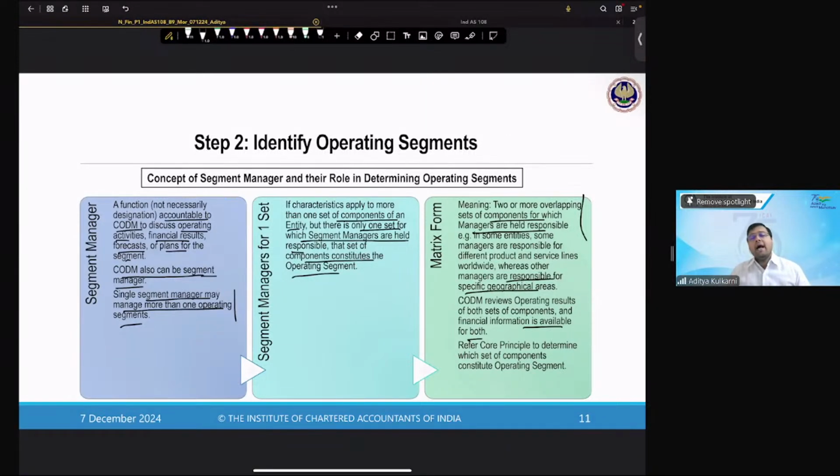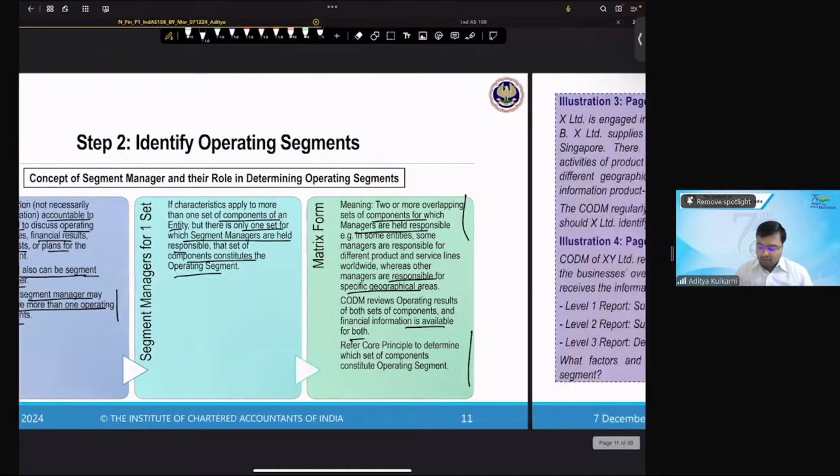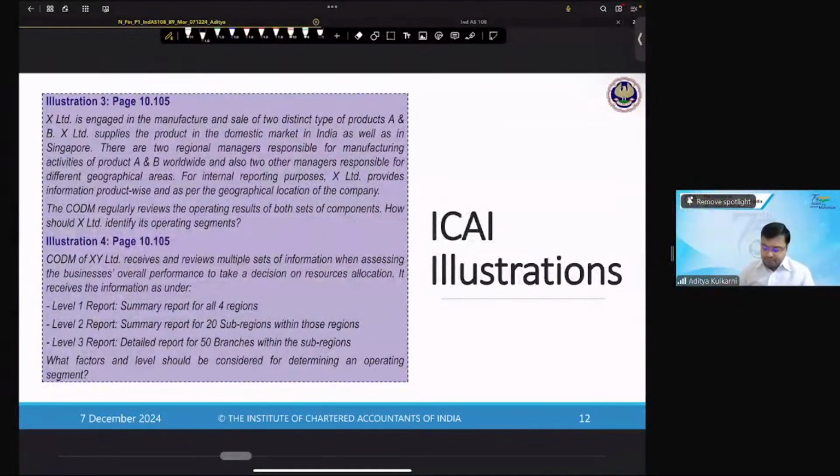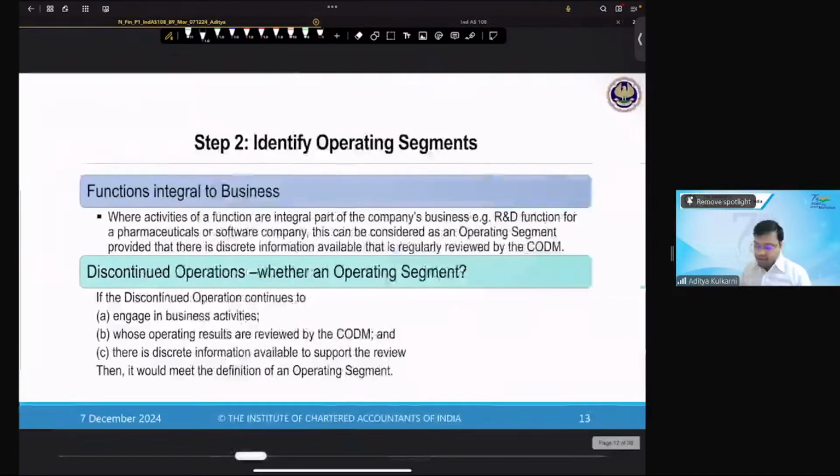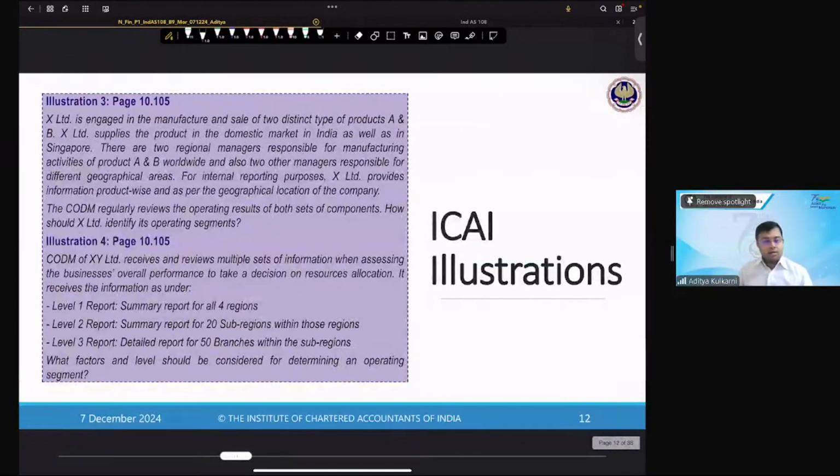So how do I identify who is the segment manager and what should be my operating segments? Answer to that is you look at the core principle. Okay. So now let us come on to these two illustrations. I think this will clarify this particular concept.